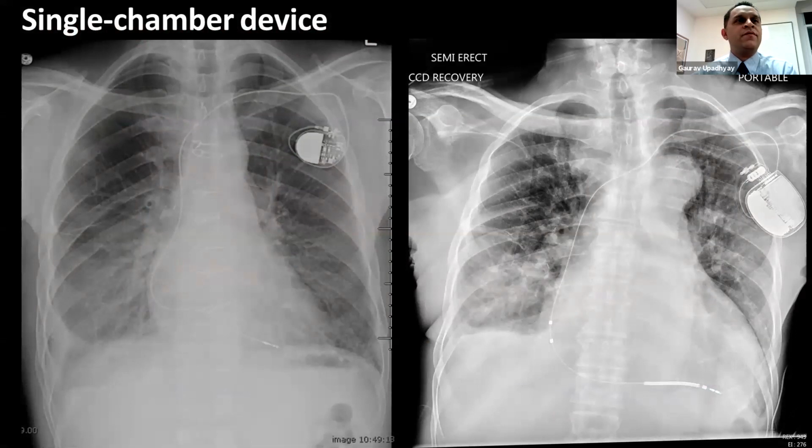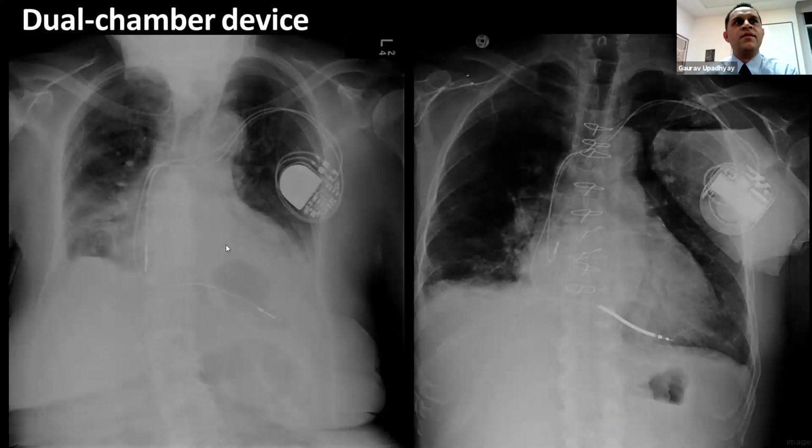So pretty straightforward here. This is a single chamber device. And the question for the group, which one is the defibrillator? Is it the one on the left of the screen, or the one on the right of the screen? Good. So all of you are picking up on the fact that the defibrillator here has a shocking coil. So that's what you can use very quickly, even in a chest x-ray in the emergency department, to identify a defibrillator.